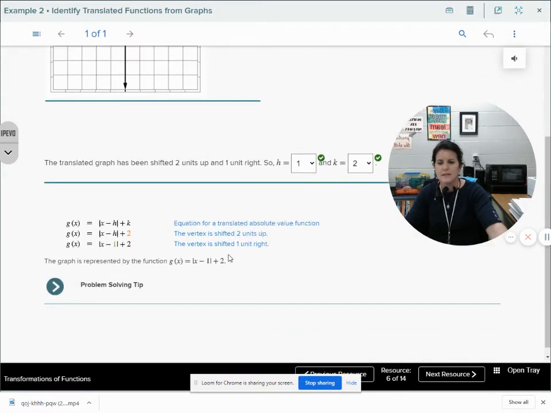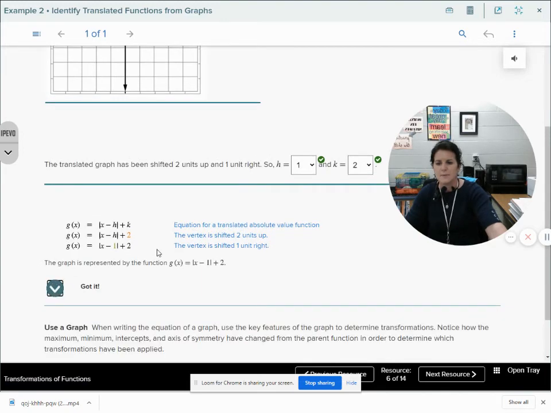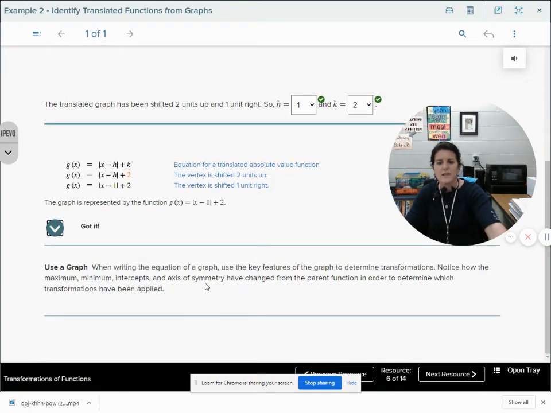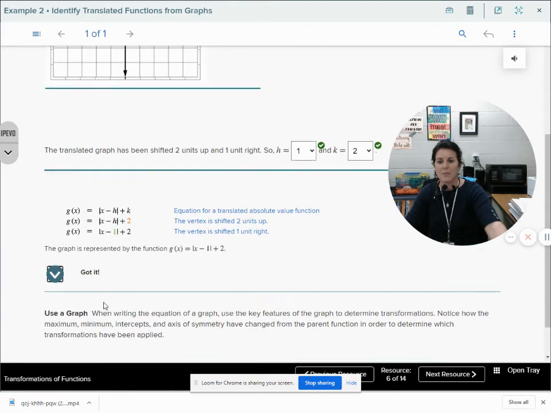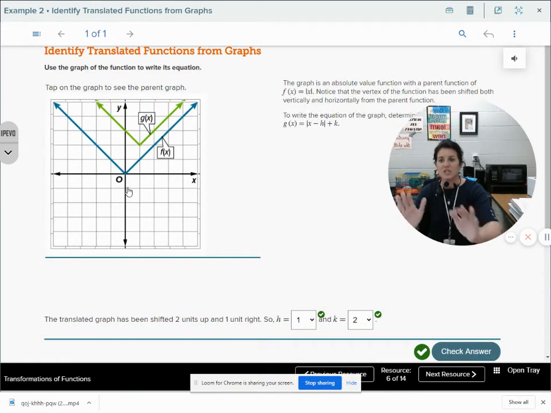All right. Problem solving tip. When using a graph, we're going to write the equation of the graph, then use the key features of the graph to determine transformations. Notice how the maximum, minimum, intercepts, and axis of symmetry have changed from the parent function in order to determine which transformation has been applied. So here we can see that this was just a translation. It just slid. It didn't stretch, so it wasn't a dilation. It didn't shrink. It wasn't a compression. It just shifted over and up. Therefore, it's a translation.